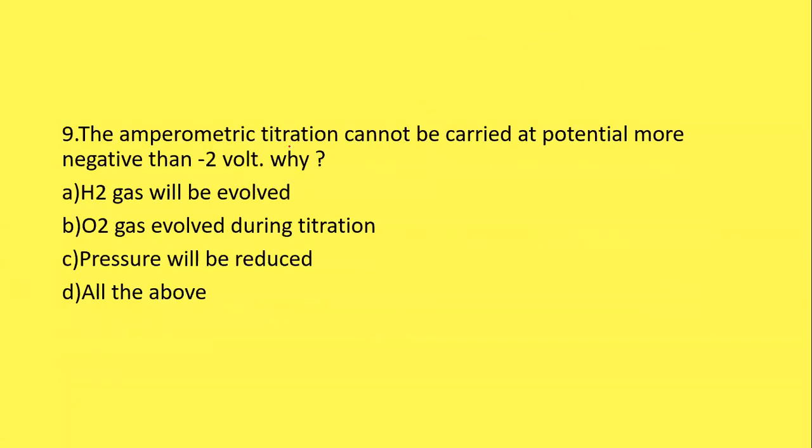Question number 9. Amperometric titration cannot be carried out at a potential more negative than, Option A, -2 volt. Why? Because hydrogen gas will be evolved. Option B, oxygen gas evolved during titration. Option C, pressure will be reduced. Option D, all the above. So amperometric titration cannot be carried out at a potential more negative than -2 volt because of the evolution of hydrogen gas. Option A is the correct choice.